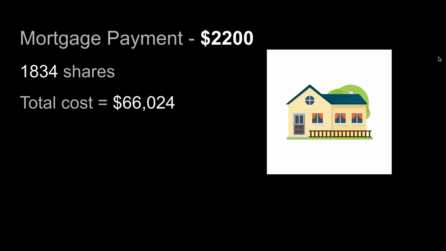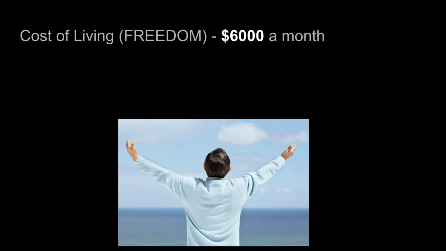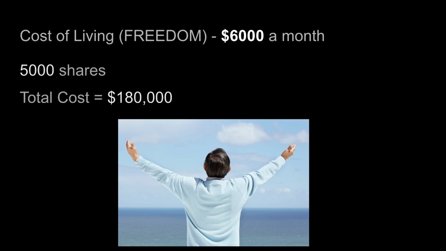But we're gonna move on to my favorite types of calculations, which is the whole entire cost of living, and this is an average $6,000 a month. It's covering everything, all your expenses, right? The true path to freedom. How much QDTE is it gonna take to buy your freedom? Drum roll. 5,000 shares with a total cost of $180,000 in QDTE. Only 180,000, guys.